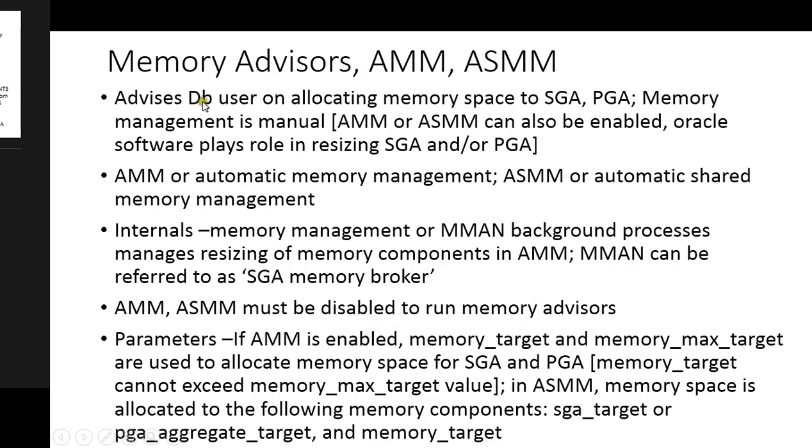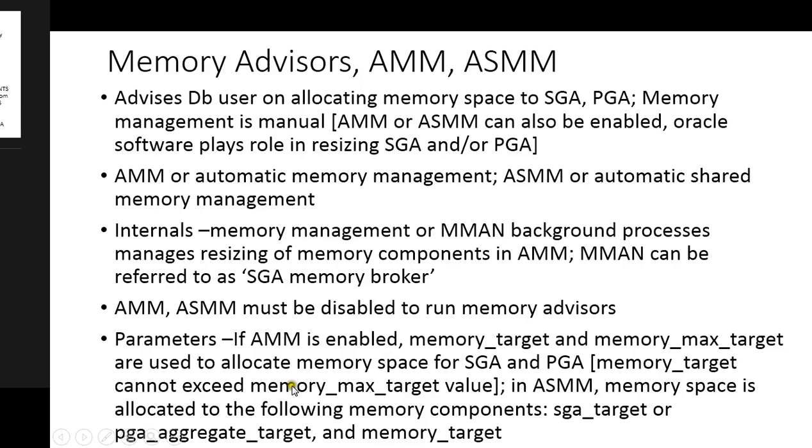To be able to use the memory advisor, you have to make sure that AMM and ASMM are disabled. What I've just said is that with AMM, Oracle manages both the SGA and the PGA. With ASMM, you would set a memory target value, and that means you will only be responsible for managing either the PGA or the SGA manually. So you only have half of the workload in terms of sizing these two components.